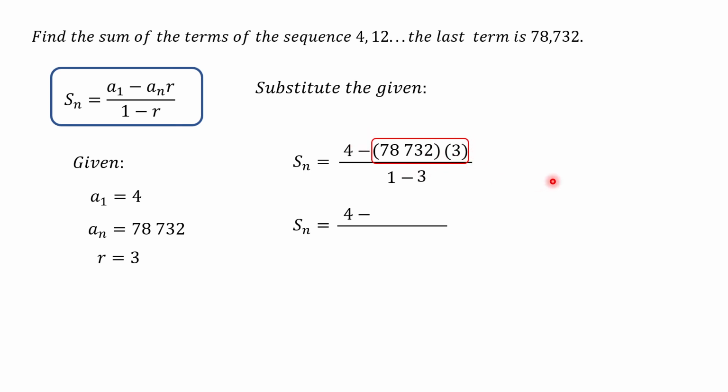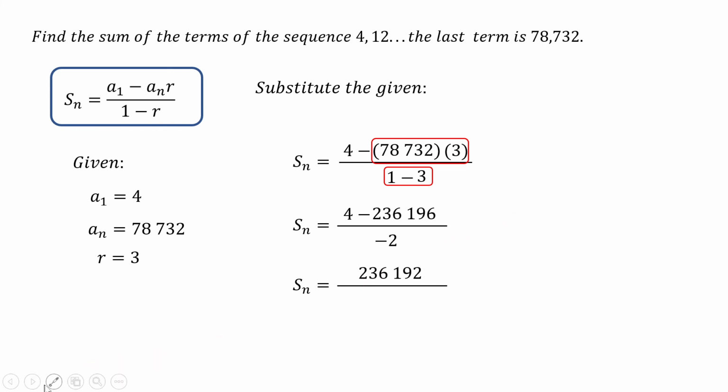So, 78,732 times 3, that is 236,196. Okay? Then, the denominator, that is 1 minus 3, and that is equal to negative 2. So, with that said, let's continue. So, S sub n is equal to, ito na naman yung denominator. Isa-subtract na natin to. So, 4 minus 236,196, that is equal to negative.